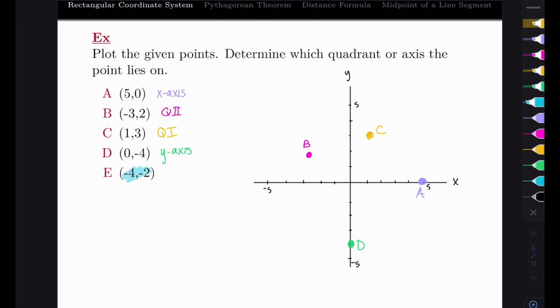And then finally, we've got point E. So our x-coordinate is negative 4. So I go out to negative 4. The y-coordinate is negative 2. So I go down 2. And point E lands us right here. So that ends up putting us in quadrant 3.